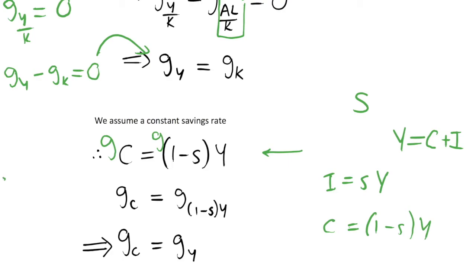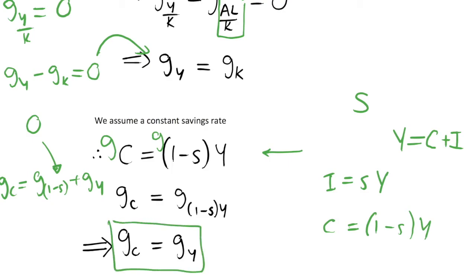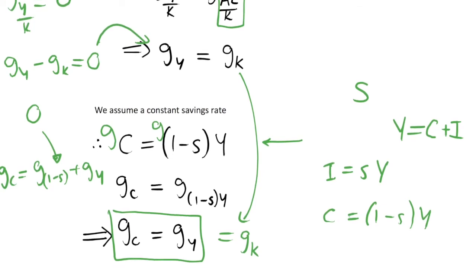And as we've done before, this means that the growth rate of consumption is equal to the growth rate of 1 minus S plus the growth rate of Y, but 1 minus S is a constant. We have a constant savings rate, so this is just going to be equal to 0. And so our growth rate of consumption is equal to the growth rate of output, which, as we said above, is equal to the growth rate of capital. So all of these key variables grow at the same rate, which is very nice. We just need to remember that these all grow, as we found for the growth rate of capital, at G plus N.